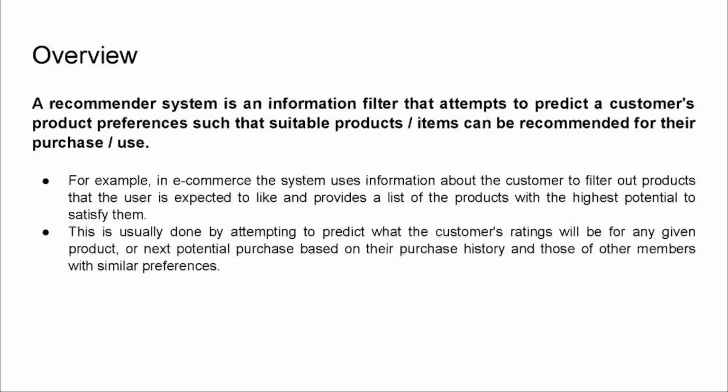Let's now take an overview of recommender systems. A recommender system is an information filter that attempts to predict a customer's product preferences such that suitable products or items can be recommended for their purchase or consumption. For example, in e-commerce, the system uses information about the customer to filter out products that the user is expected to like and provides a list of the products with the highest potential to satisfy them.